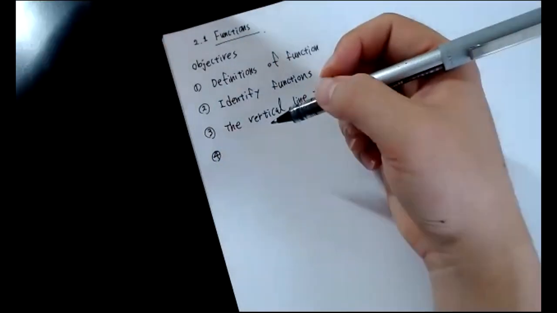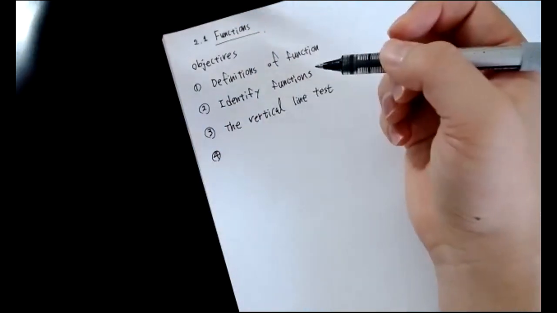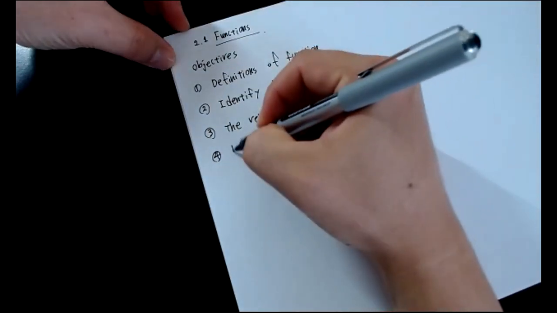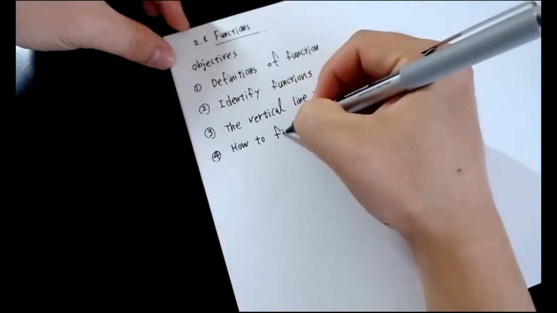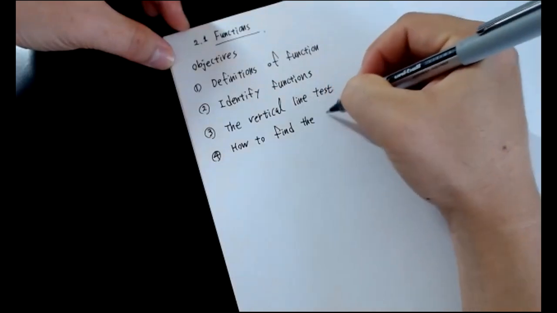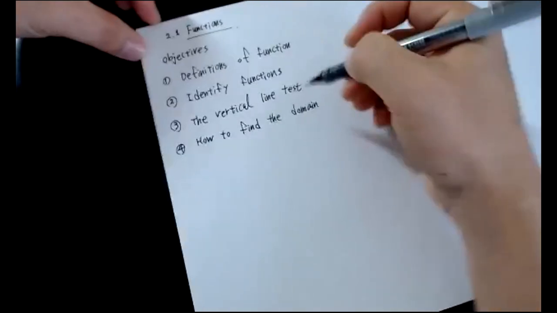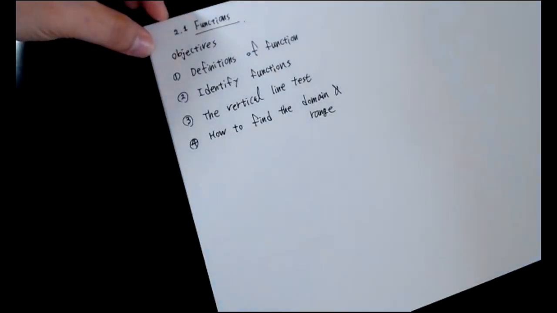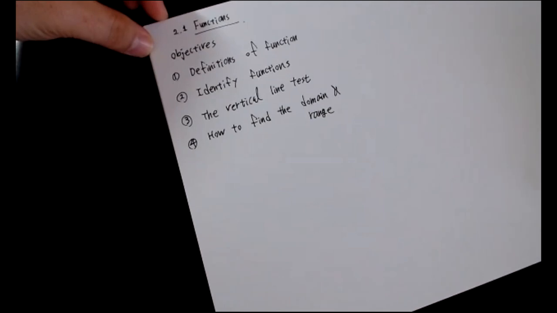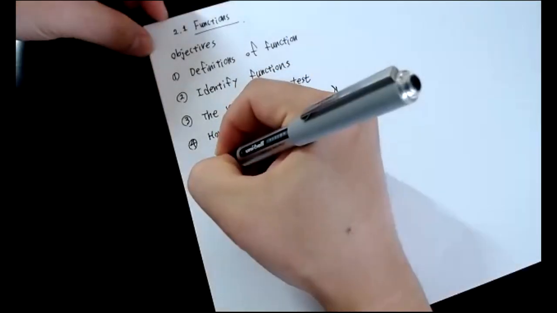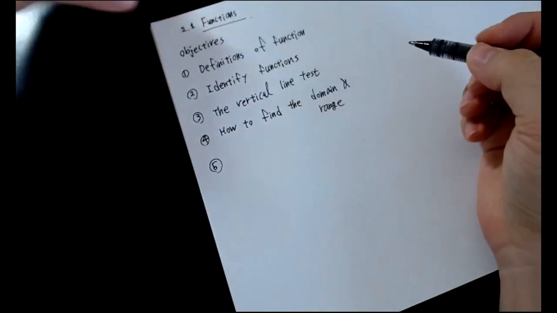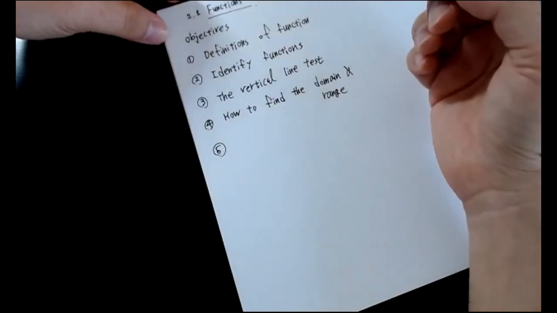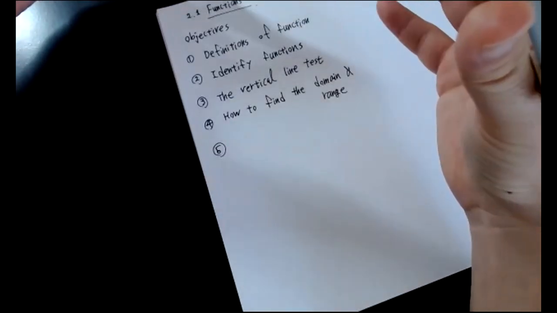And then we're gonna study the domain and range. So we're gonna study how to find the domain and range. Then the next one. Here in this section there are too many objectives, right? So it means that this section is kind of important.